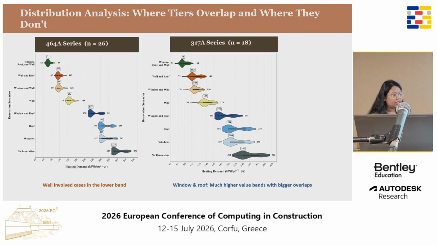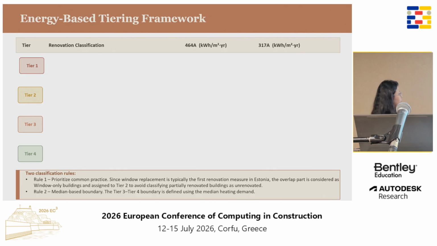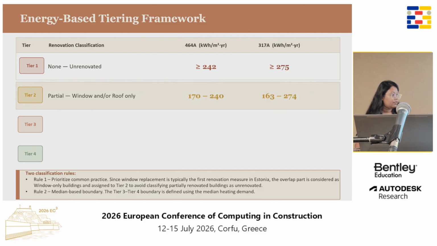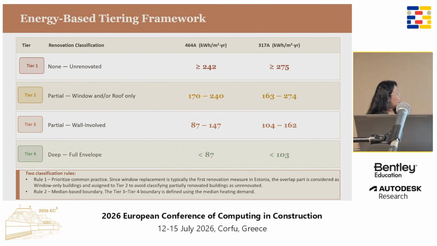However, they are quite overlapping in this case. So to handle the results and overlaps, we have followed a tiering approach, an energy-based tiering framework. These tiers are series specific. Tier 1 is non-renovated, and tier 2 is partially renovated, in this case with window and roof only, not the wall. The third tier, which has a better impact, is the third partially renovated, and the fourth tier is deep renovated. So to handle the overlap, we have used basically two logics.